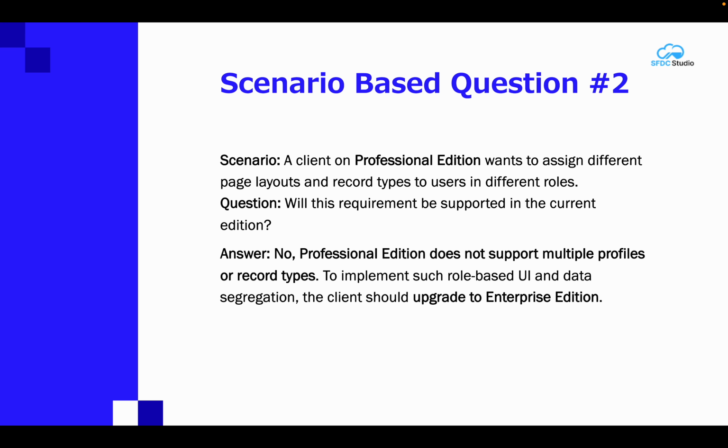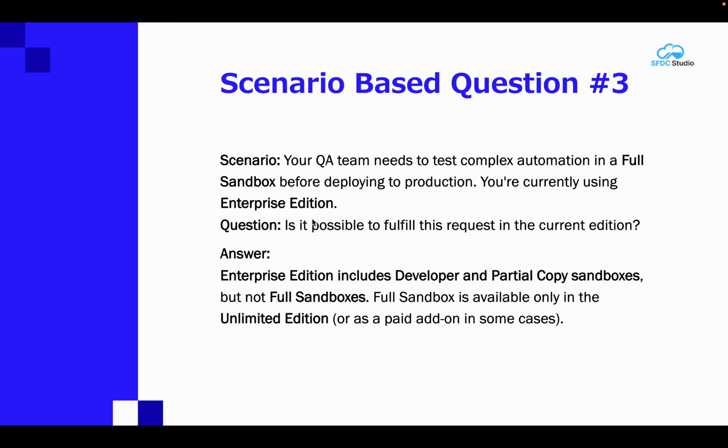Okay, moving on to the third question. Your QA team needs to test complex automation in a full sandbox before deploying to production. You are currently using Enterprise edition. You must be aware that Enterprise edition includes developer and partial sandboxes, but no full sandboxes are available, right? So to get the full copy, you need to purchase the Unlimited edition.